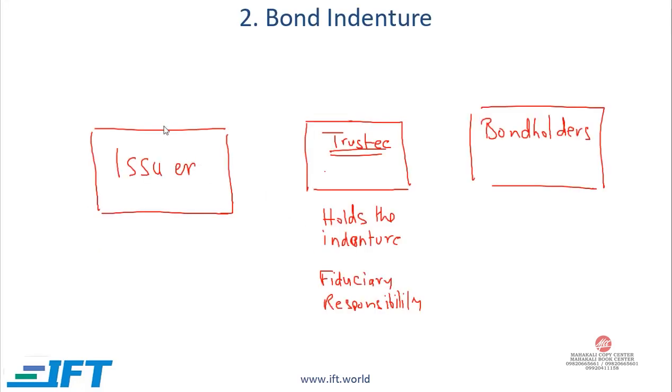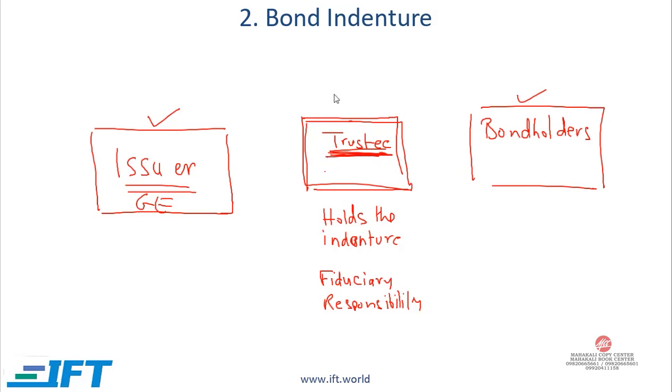As I just mentioned, a bond is a legal contract between the issuer and the bond holders. But as you might imagine, it would be impractical for the issuer, let's say a company like General Electric, to get into a contract with each one of these bondholders. We might actually have thousands or millions of bondholders. So what we need is a party in the middle, and that party is called the trustee.